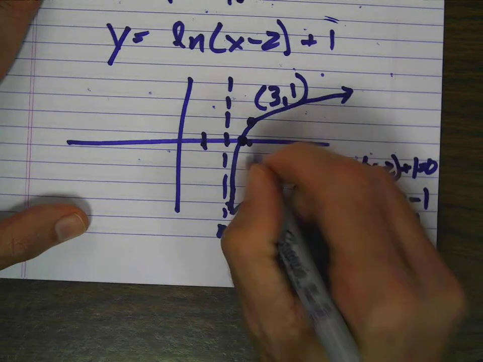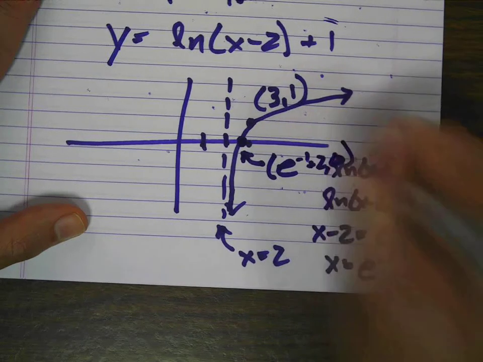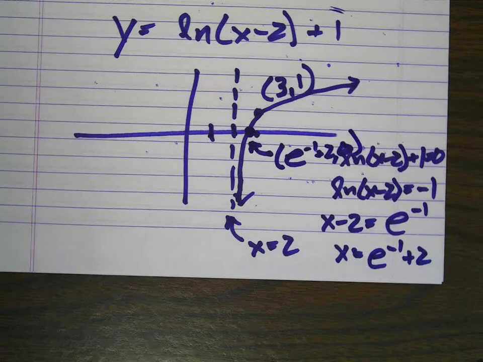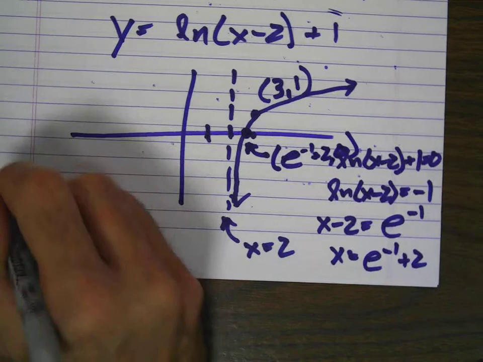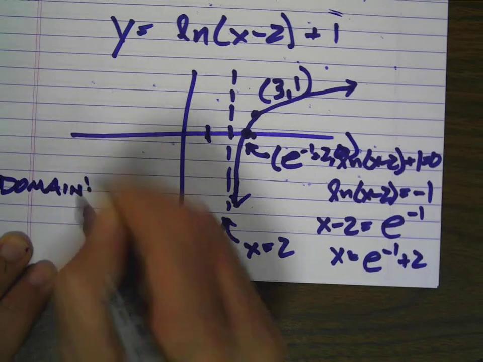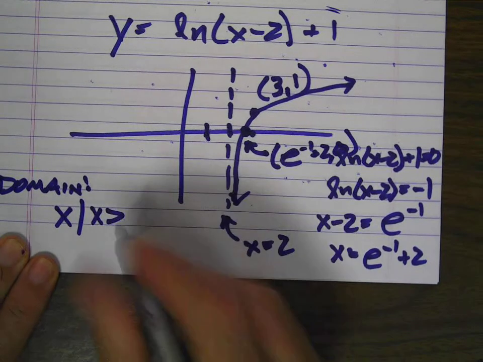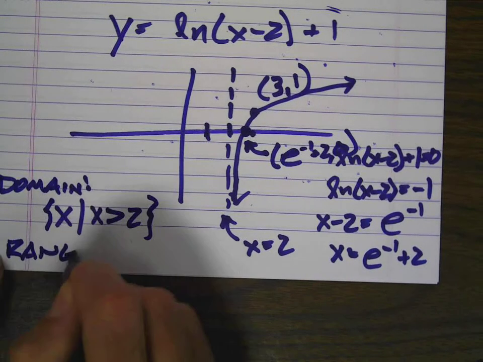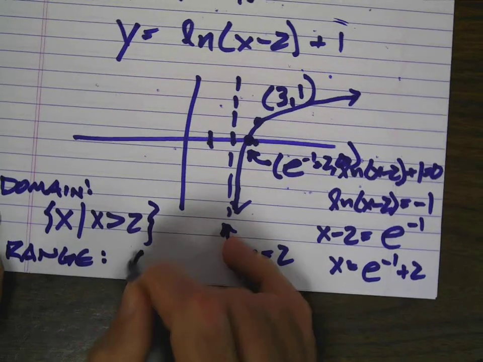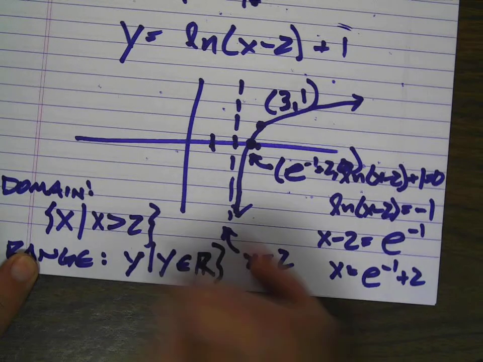This x-intercept is at e to the negative 1 plus 2, 0. Sorry for that mess. Write an expression for the y-intercept. There is no y-intercept. Give the domain and range. The domain is x, such that x is greater than, what's this number? 2. And the range is y, such that y is an element of all real numbers.